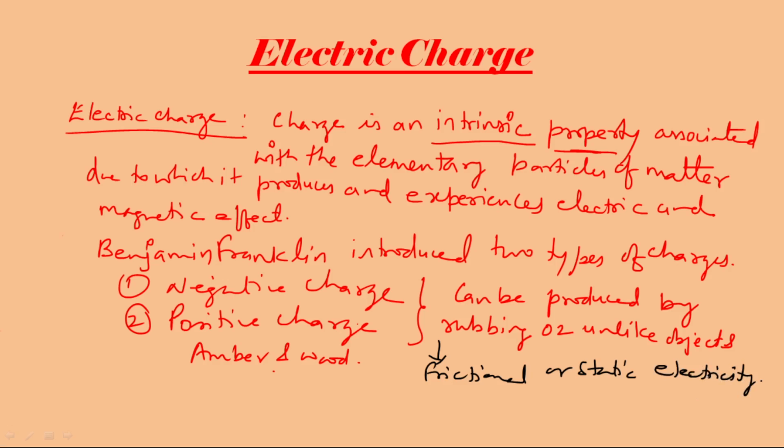So what happens when we say that electricity is produced? Actually, it is transfer of electrons. In this process, what is happening? Transfer of electrons. Actually, the charge is an electron, or number of electrons.